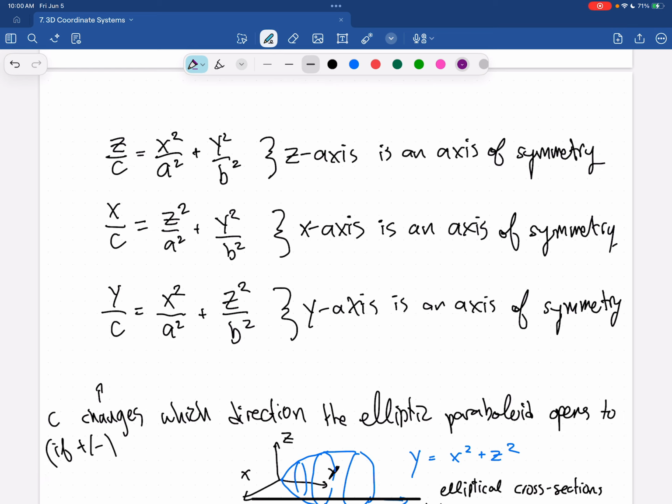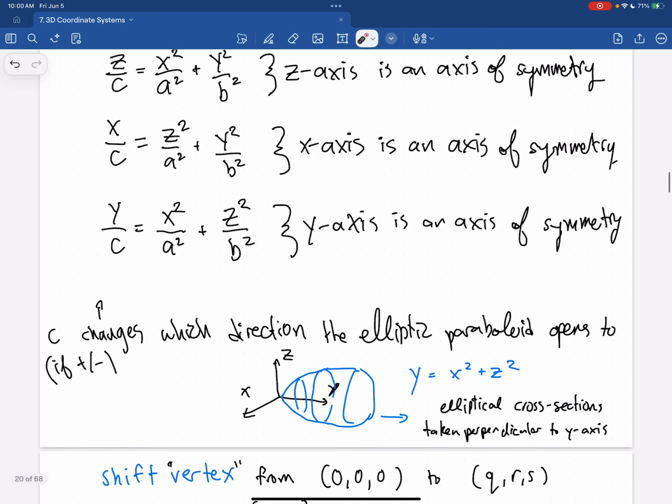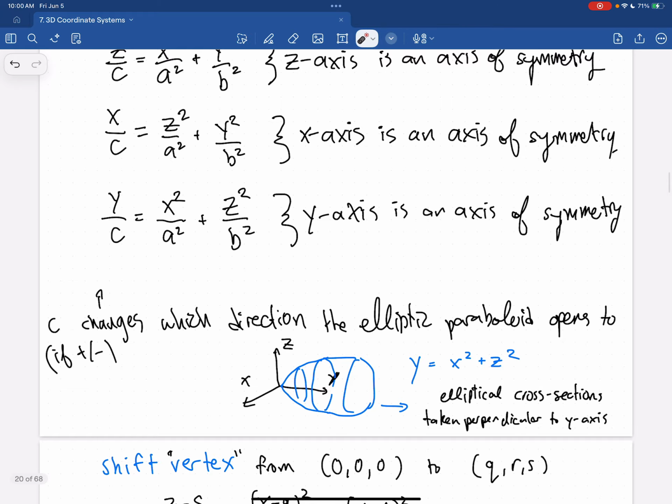So we can say like, centered on, that's the idea. So for instance, if we look at this equation, y is equal to x squared plus z squared, here y is the one that isn't squared. So as we let x or z be 0, we see that we get parabolas holding it in. And then as we set y is equal to k, we would get ellipses moving on up like that. And so it's generated by ellipses.